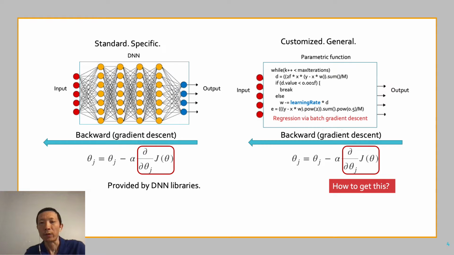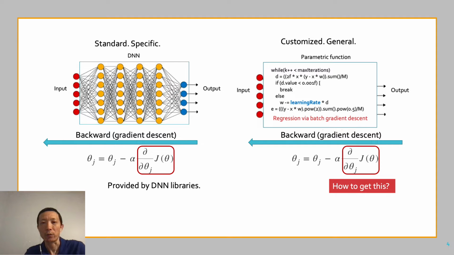There is, however, one key difference. For DNN, programmers don't need to write code to compute the gradients because the code is provided in DNN libraries already. But that's not the case when we allow arbitrary functions to be used as the parametric function. How to get the gradients in such a general case?